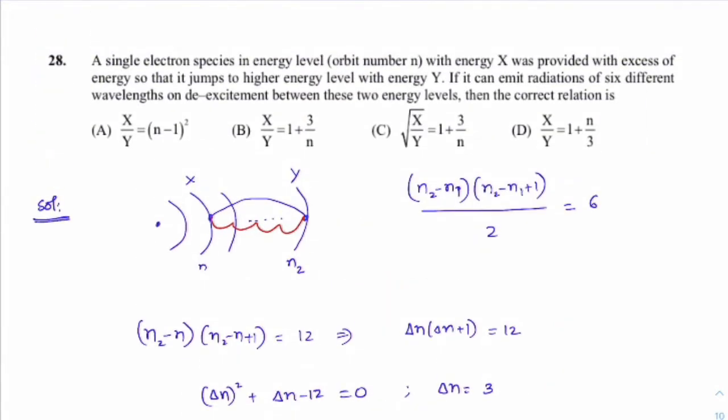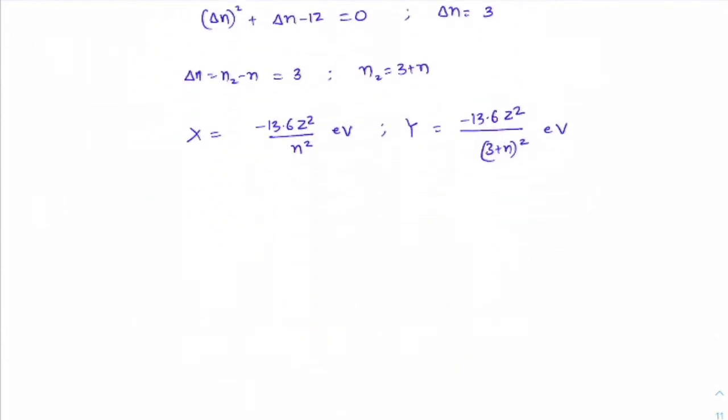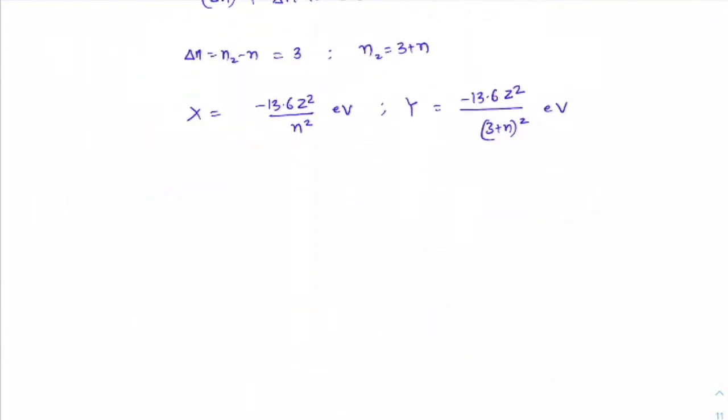Now see the options. In all the options he is taking the ratio of x by y, so we will take this ratio here also. So we will get x by y equal to, you can see everything else gets cancelled and you'll get (n + 3)² by n². This is what you will have.